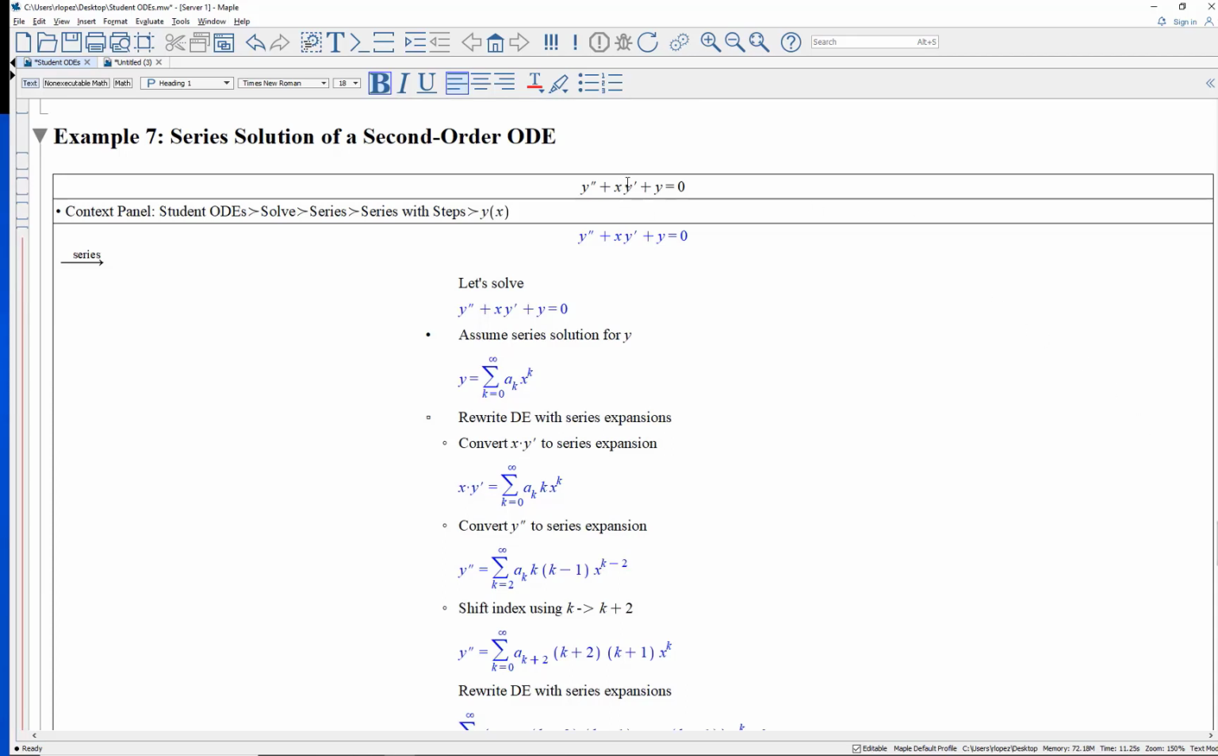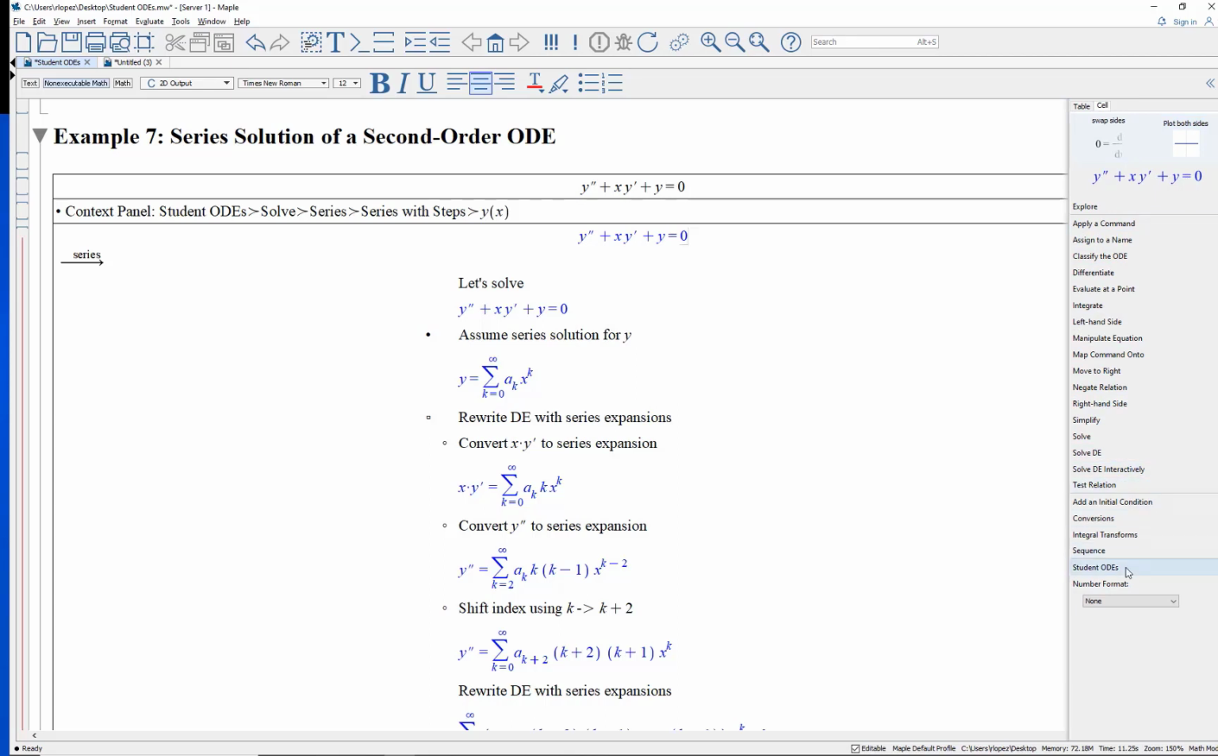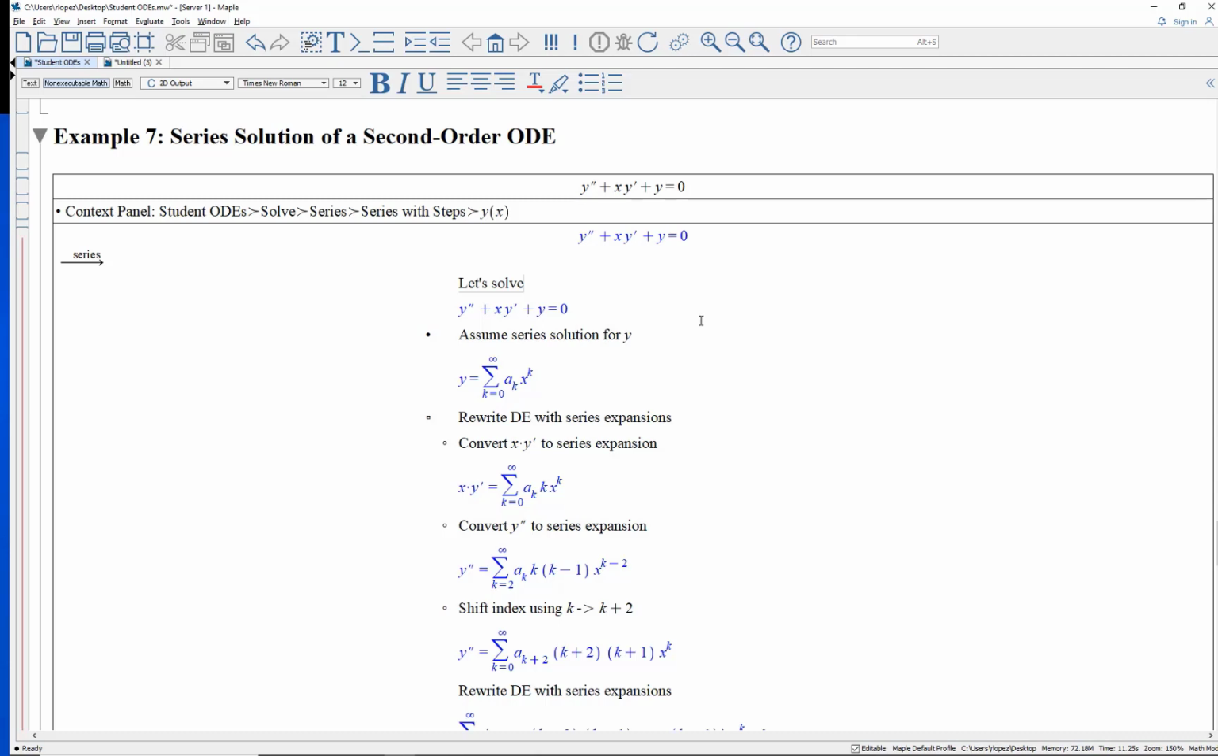Differential equation, non-constant coefficients, series solution. Maybe Maple could solve that exactly, but we're going to solve it by series. So for the differential equation, go here to the Student ODEs, solve, and you have series, and you have series with steps. When you invoke that, this is how Maple proceeds.